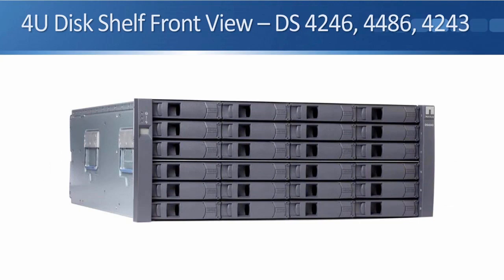Moving on to our four rack unit shelf, so that's the DS4246, 4486, and 4243. So double the size, and you see the slots for our disks here are arranged horizontally.